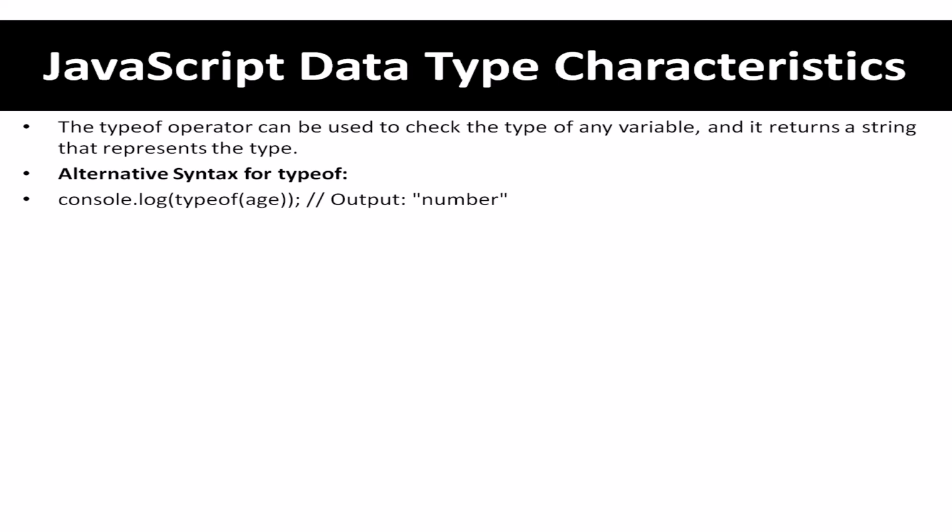Next, the alternate syntax of typeof. Instead of console.log typeof age, you can also type it directly. Here the only thing we have done is mention it in the braces.